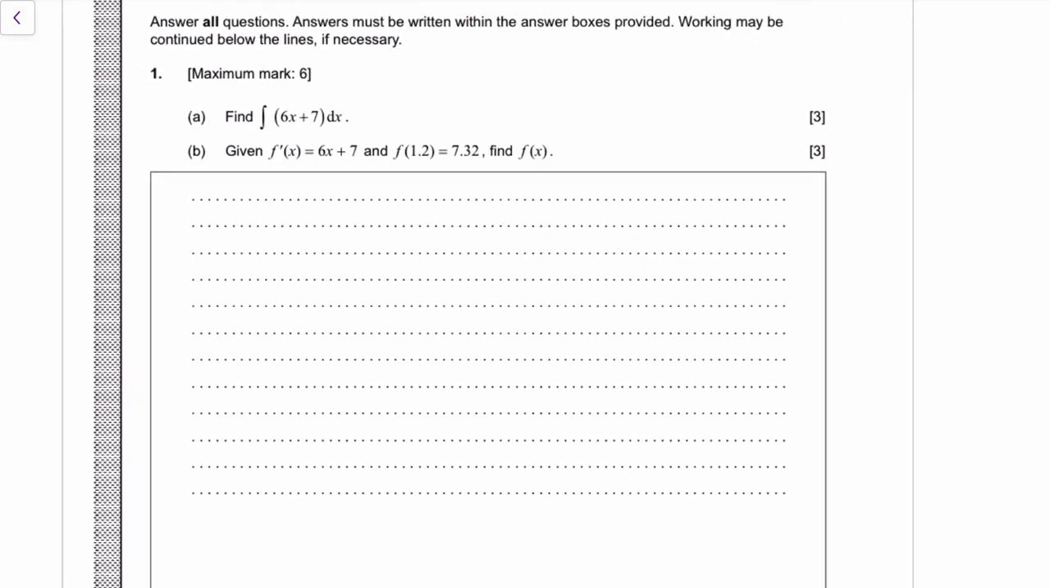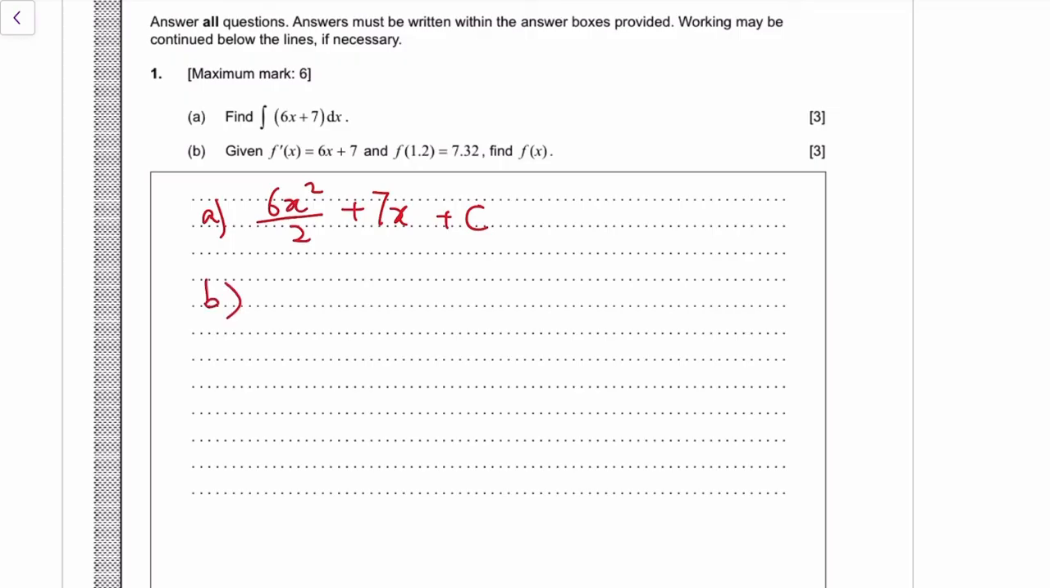Yeah. So question 1, integrate. I hope you don't need help on this. You add 1 to the power, and you divide by the power. If you integrate a single number, you attach an x to it, and don't forget the plus c.